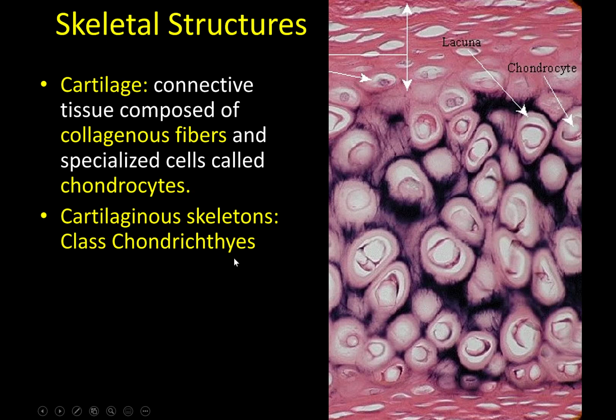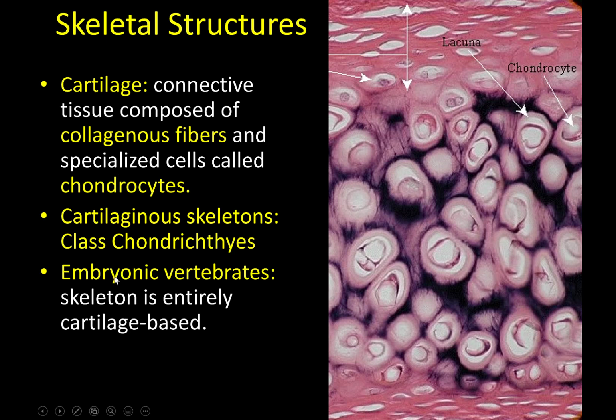Class Chondrichthyes, our sharks, skates, and rays, are famous in part for having skeletons made entirely out of cartilage. But interestingly, all embryonic vertebrates actually start out this way. Every embryonic vertebrate, including those that later grow an entire bony skeleton, starts out with a cartilage-based skeleton in utero when they're developing. That cartilage is then replaced by bone in animals like the amphibians, the reptiles, birds and mammals, and the Osteichthyes, the bony fish.